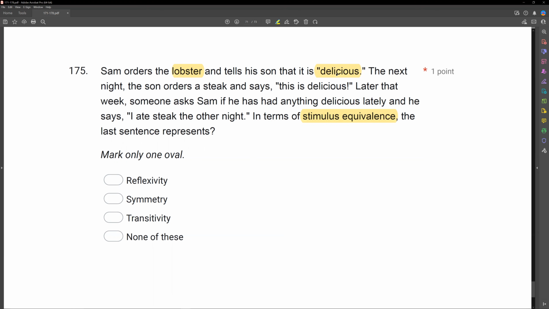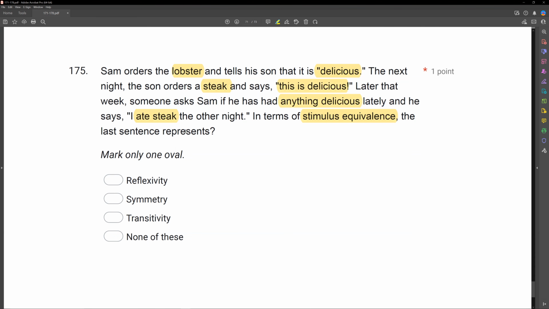We've got symmetry. Next night, son orders steak, make that C, and says, this is delicious. So now B equals C, well, so we have more symmetry. Later that week, someone asks Sam if he has had anything delicious lately. Here's B. And he says, I ate steak the other night. So we have steak equals delicious, C equals B. Anything delicious equals steak, B equals C.